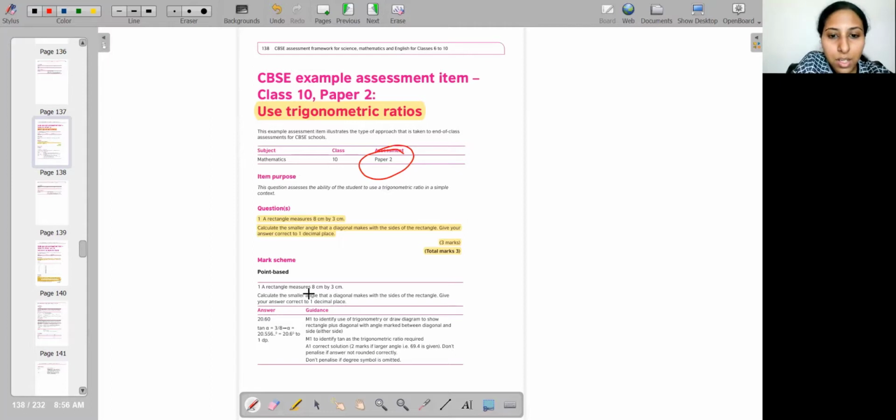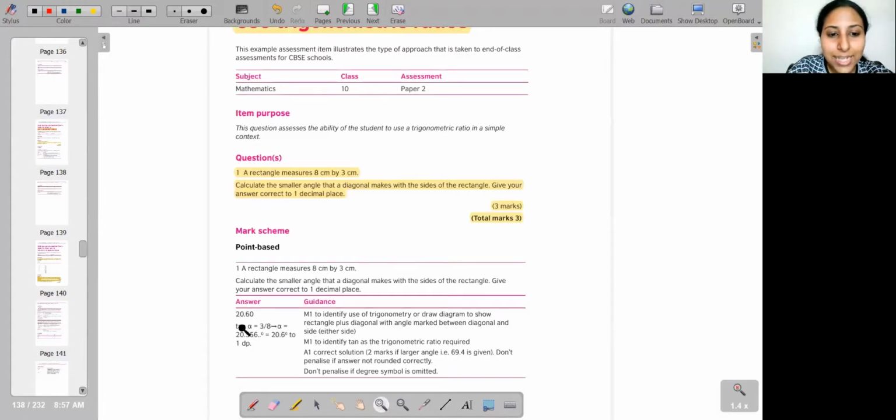Over here, they're giving you a rectangle. Calculate the smaller angle that the diagonal makes with the sides of the rectangle. Now here, when you're calculating the trigonometric ratio, those of you who have already learned trigonometry will be able to make out what I'm talking about. So if you're looking at this part of the question, tan of the angle which is asked is 3 by 8.